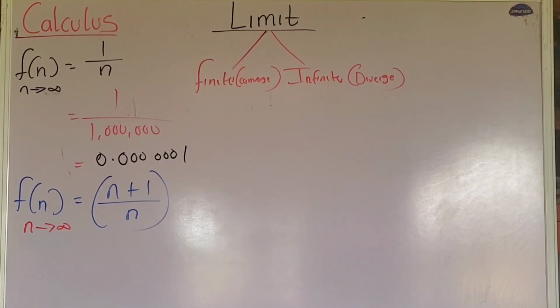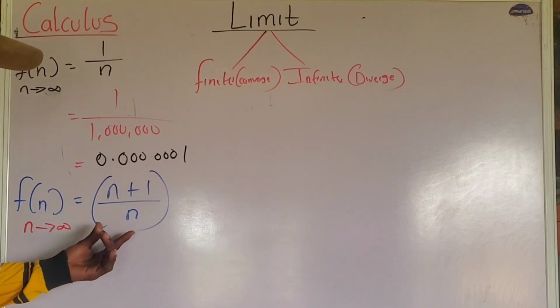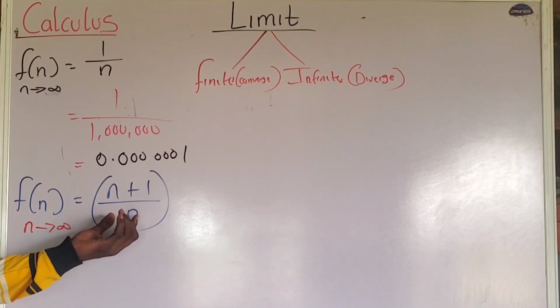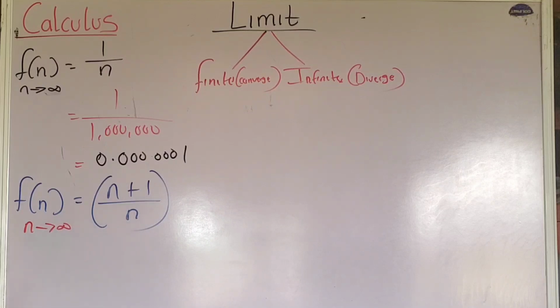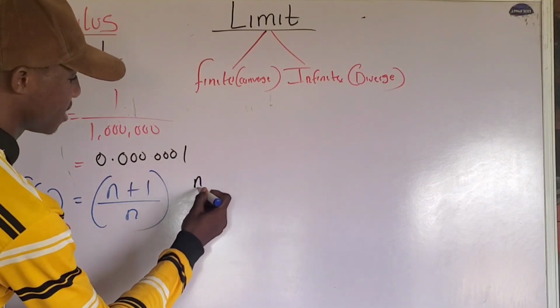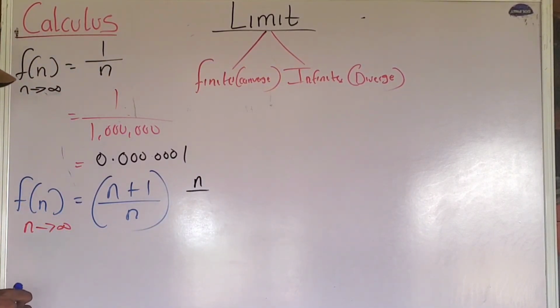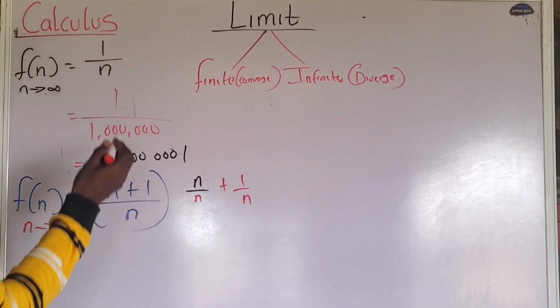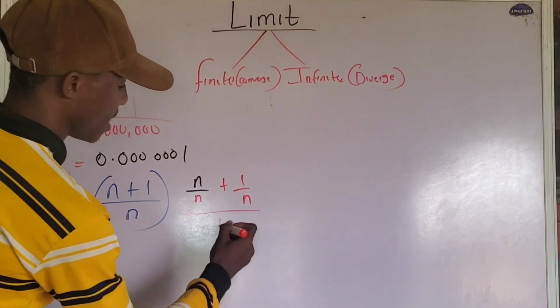Now, we are asked to take the limit of n as n tends to infinity. Before we can take the limit, we have to manipulate the function by dividing by the highest power of the variable that is at the denominator. The variable in the function is n, and we only have n at the denominator. So before I take the limit, I'm going to have n over n, plus 1 over n, all over n over n.